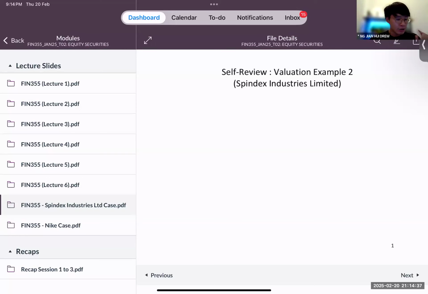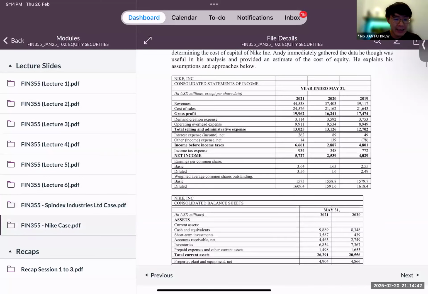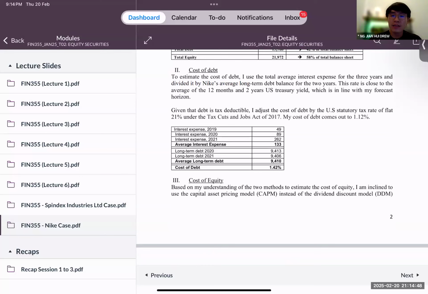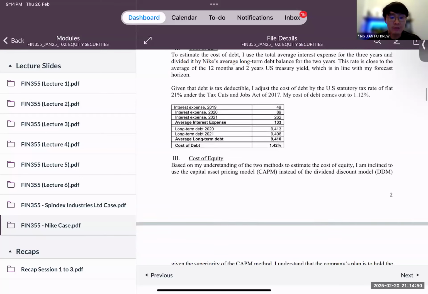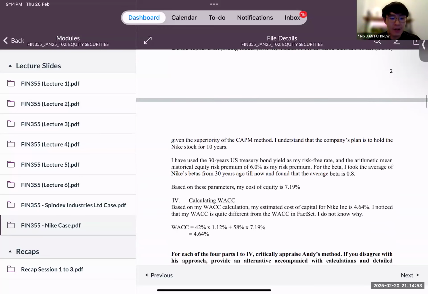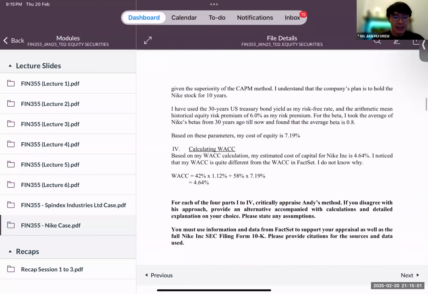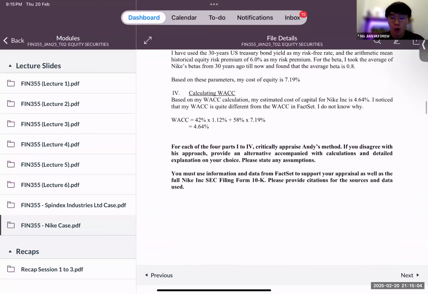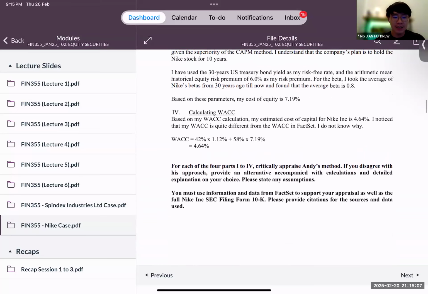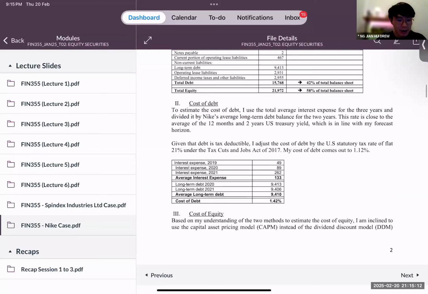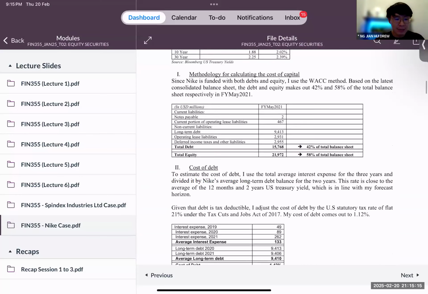So again, what I'm trying to say is look at the Spindex case as well as the Nike case. The Nike case is not in Singapore, but it will clarify a lot of the common misconceptions in terms of how you pick figures. Because now in your GBA, the world is your oyster. You can pick any figures wherever you can find. So you have a lot of choices to make. How are you going to calculate the WACC? How are you going to find the cost of equity? How are you going to find the cost of debt? How do you determine your interest expense?